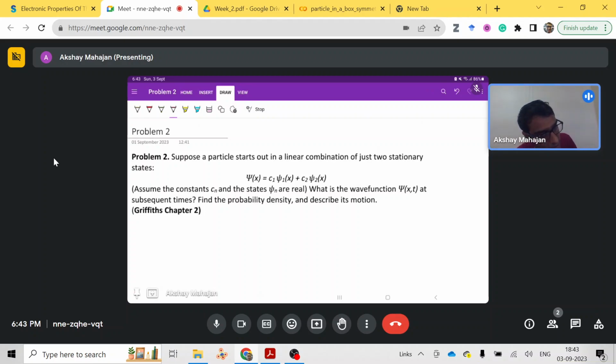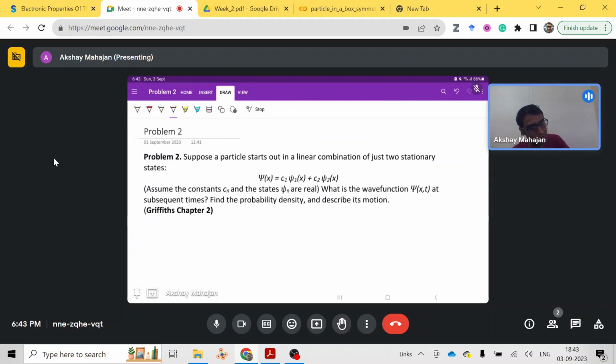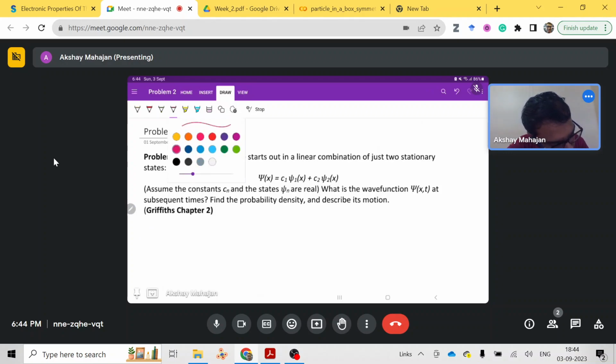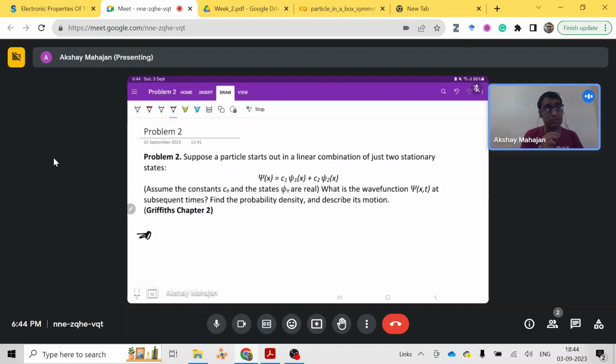Suppose a particle starts out in a linear combination of just two stationary states: psi(x) is just c1 times psi1(x) plus c2 times psi2(x). Assume that the constants c_n and the states psi_n are real. What is the wave function psi(x,t) at subsequent times? Find the probability density and describe its motion. So it is easy. The first part is very easy. First we have to just find psi(x,t). We know that it is a linear combination of two stationary states.